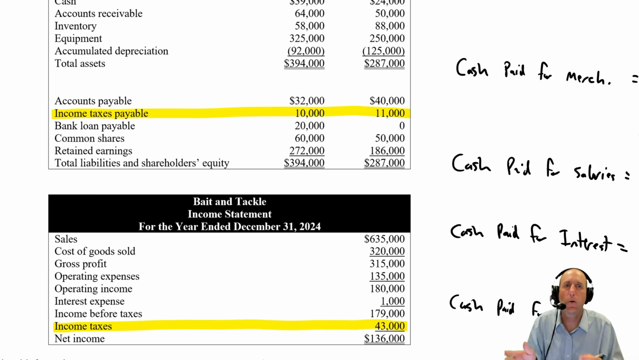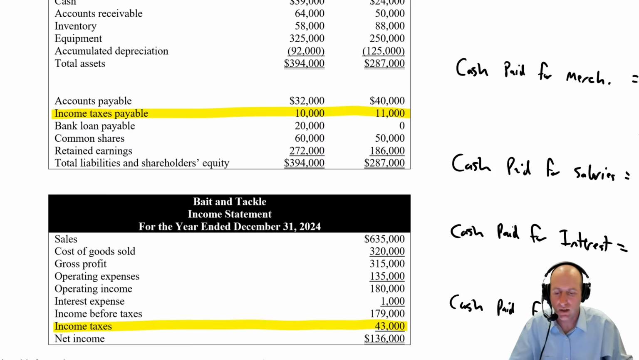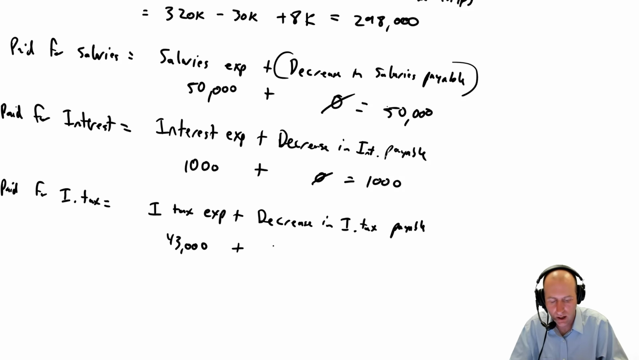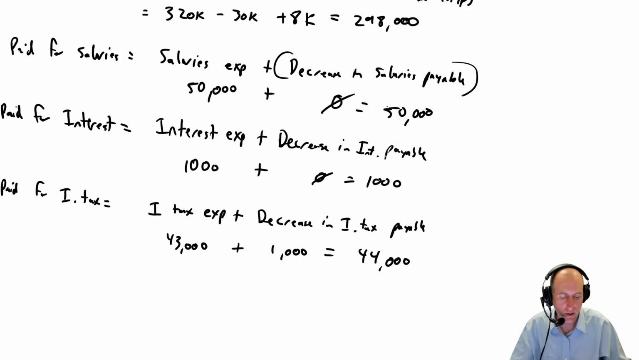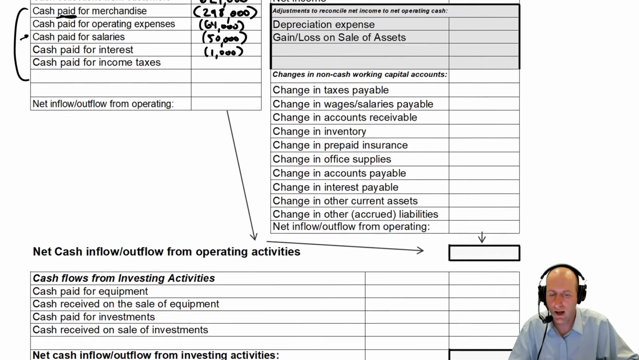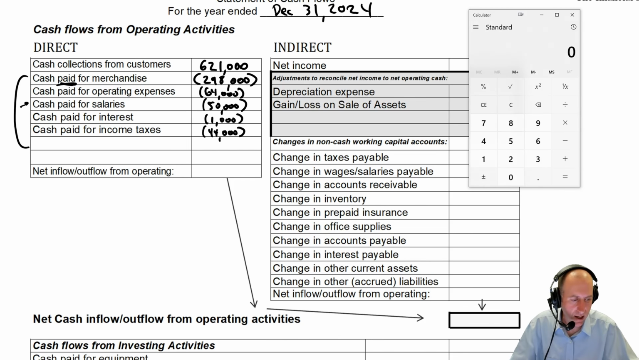Now again, a payable going down means you're spending more money on the thing, right? So it's a cash outflow here. So we're going to add that to our already 43,000 cash outflow. 43 plus 1, it did decrease by 1, gives us 44,000. I'm going to do a proof of this at the end of this video, just because it helps sometimes students. So 43 plus 1 is 44. Let's pull that in. Cash paid for income taxes is 44,000.